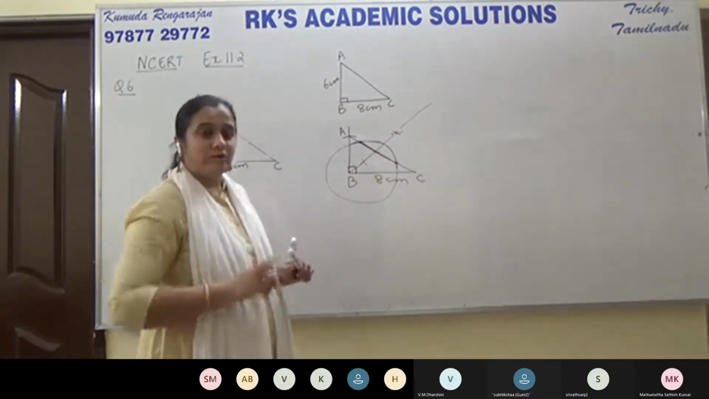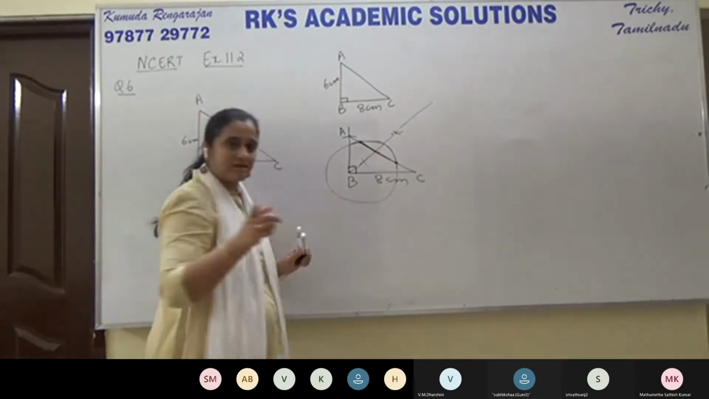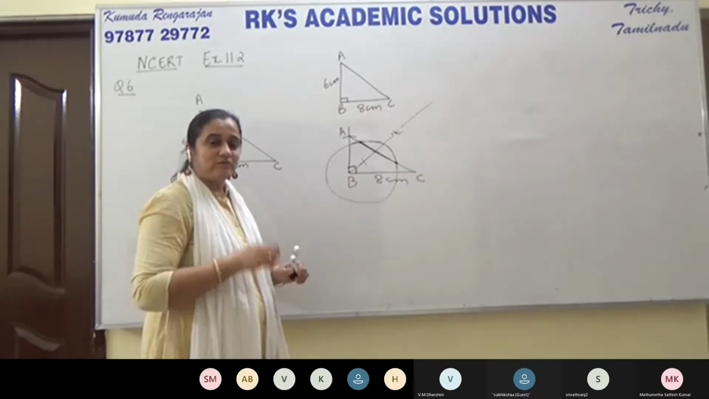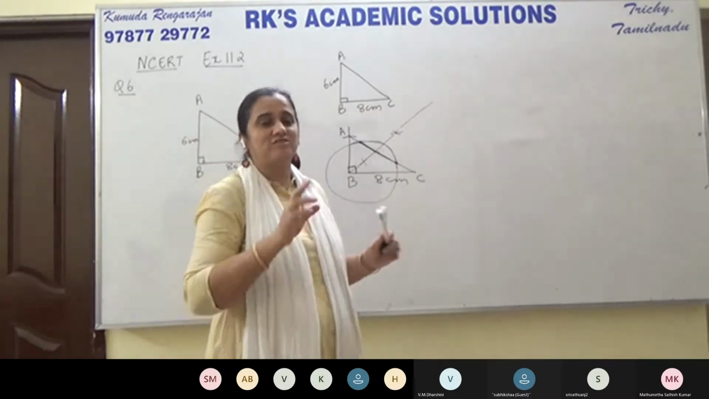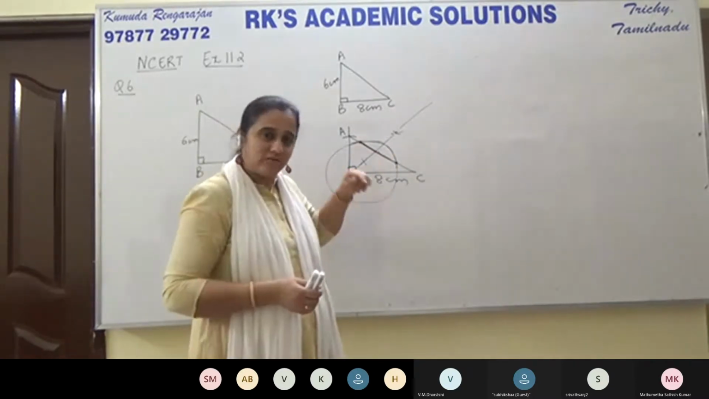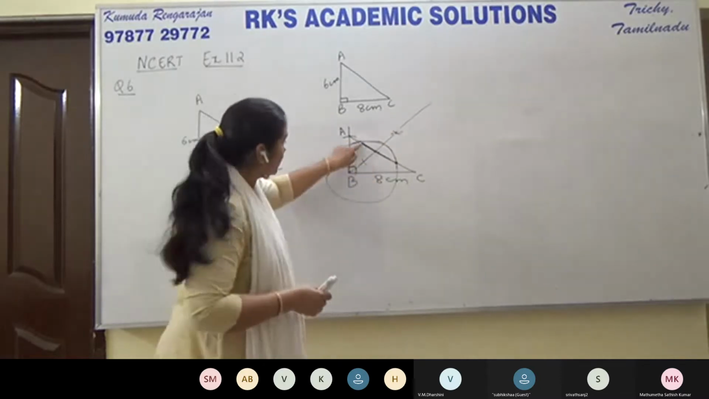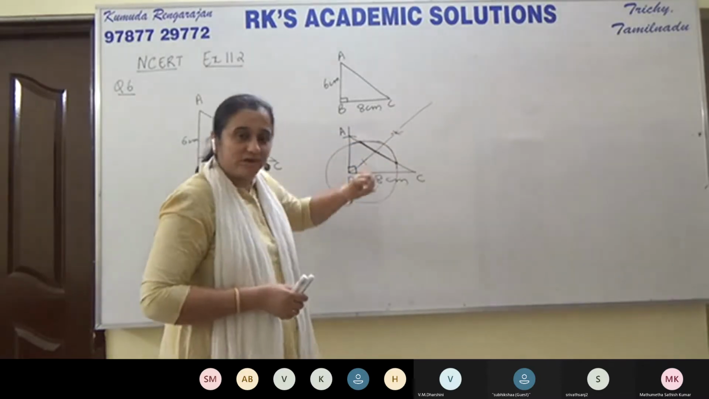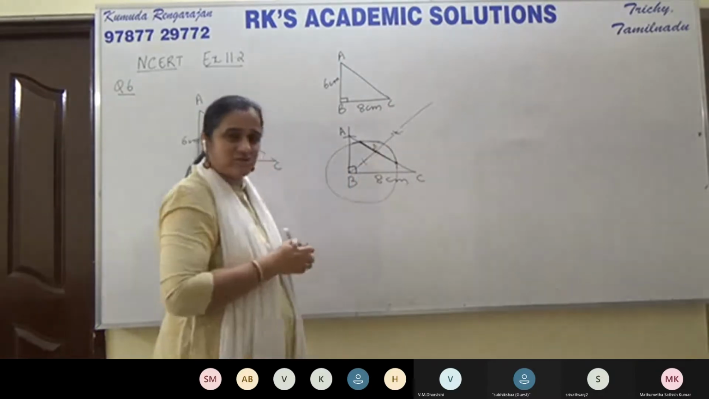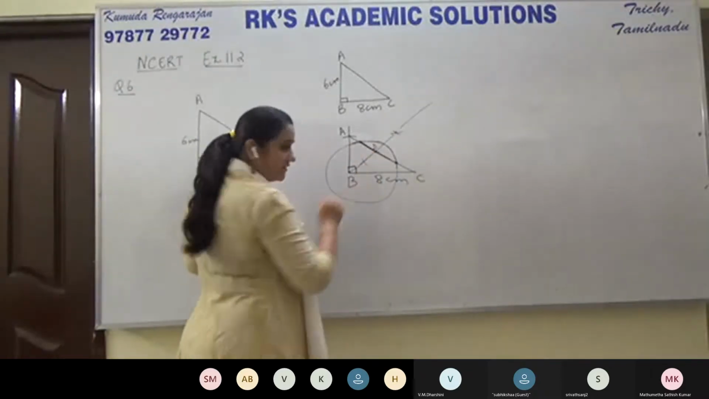Now what is this? This line is perpendicular to the chord because it bisects the chord. 9th standard: if a line from the center bisects the chord, then it's perpendicular to the chord. Now we have drawn the perpendicular bisector. This line is the perpendicular bisector of this chord. Now we are trying to understand how this can be the point D. We have done some construction. Now we are going to call this point D.